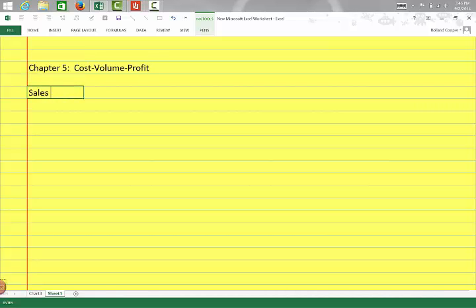The first one is sales, which is sometimes called revenues. And sales or revenues are the price of goods sold or services provided.